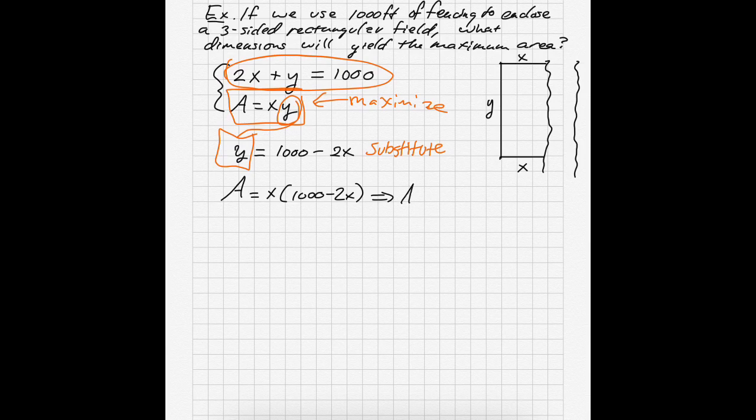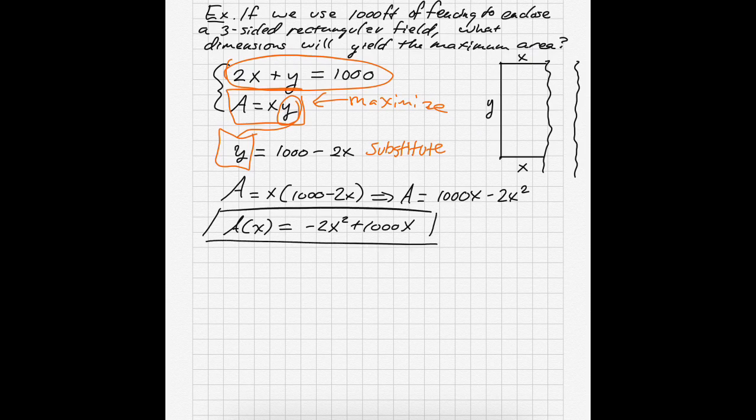So therefore my A is 1,000x minus 2x squared. I'm going to write that as area as a function of x, and then rearrange in descending powers of x. So here I have a function that models, what does this guy model? This gives me the area as a function of the side length x. That's this guy here.